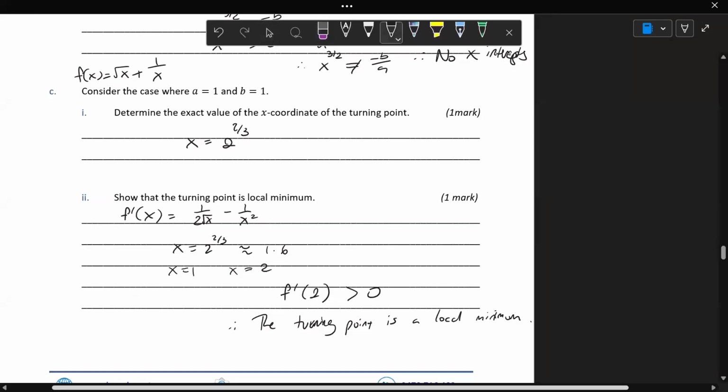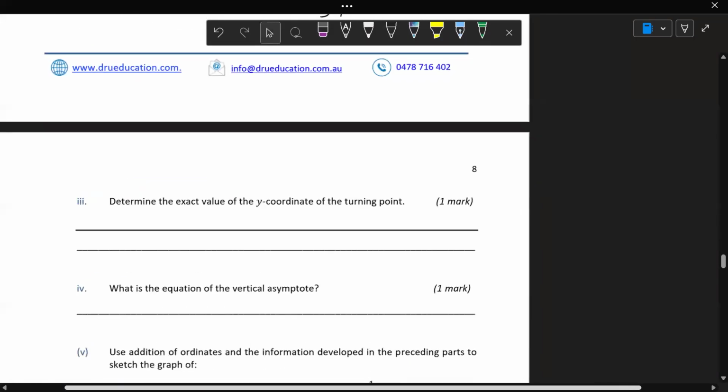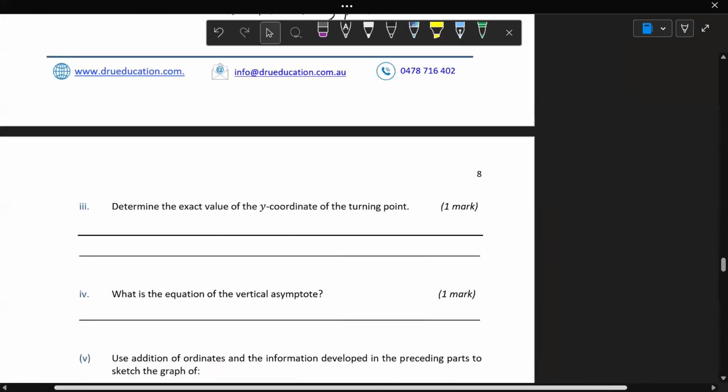I actually also just put in, like, write the actual value down as well. So f dash 1 equals negative 1/2, which is less than 0. And f dash 2 is equal to root 2 over 2 minus 1/4, which is larger than 0.